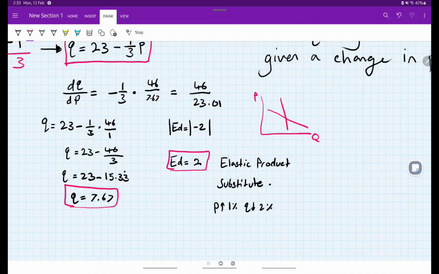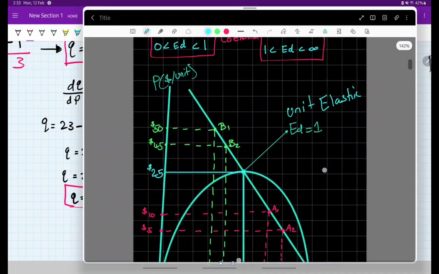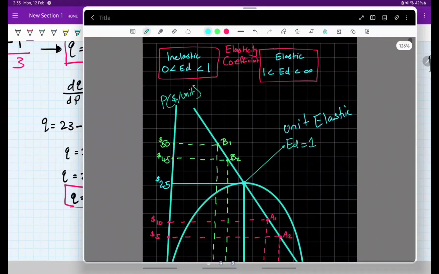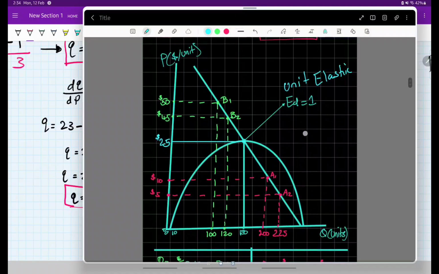If you want to have a look at this further, you can look at this graph here where you have the elasticity coefficient, where it is inelastic if the elasticity of demand is between 0 and 1, and it is elastic when it is greater than 1 and less than infinity, obviously.